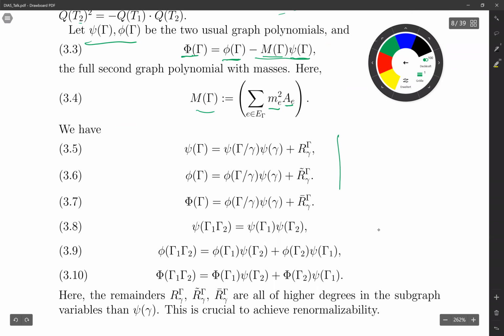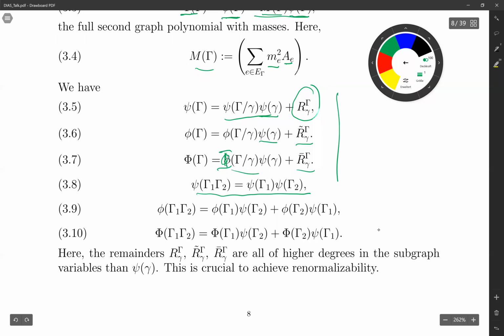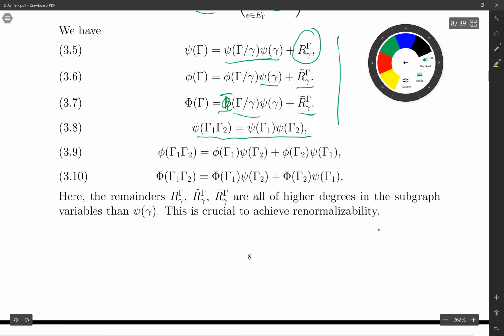These homogeneous polynomials fulfill nice properties which are very well studied in mathematics. For example, for any chosen subgraph, little gamma of your graph, this factorizes, where this is always of higher degree in the variables of the subgraph than psi of little gamma. And there's a little typo here. This should be a boldface Phi. Also for disjoint unions of graphs, we define it like that. And there are a couple of other nice identities you have.